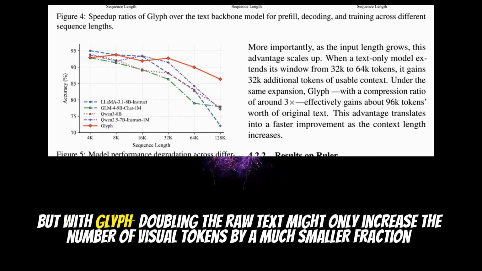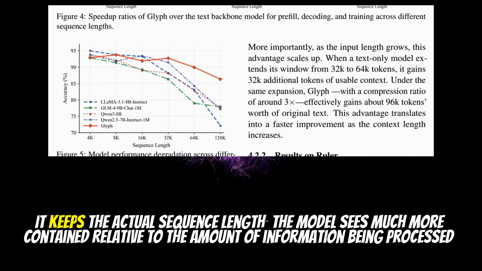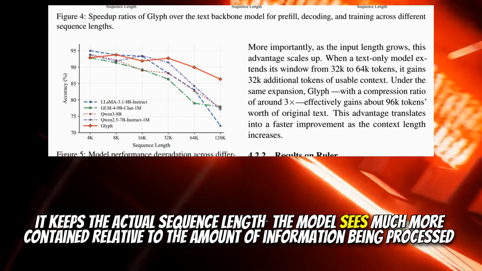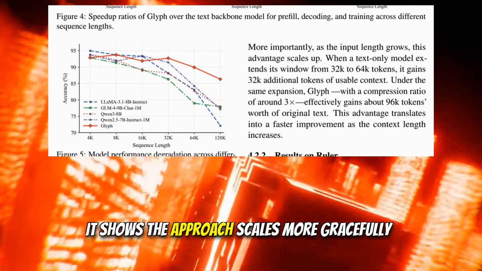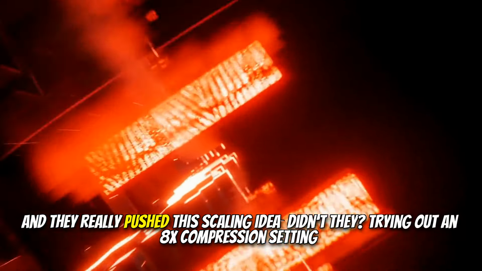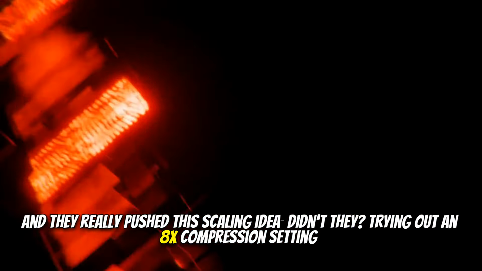Right. But with Glyph, doubling the raw text might only increase the number of visual tokens by a much smaller fraction. It keeps the actual sequence length the model sees much more contained relative to the amount of information being processed. It shows the approach scales more gracefully. And they really pushed this scaling idea, didn't they? Yeah. Trying out an 8x compression setting.